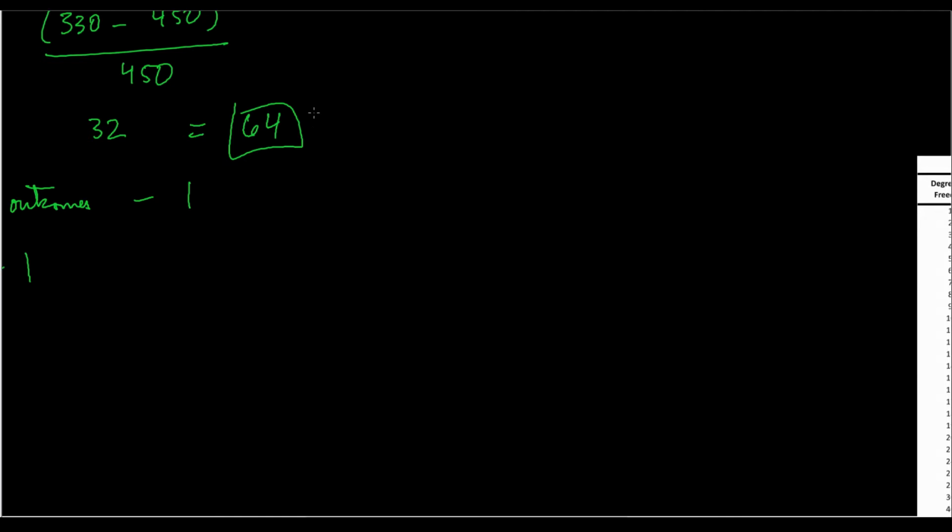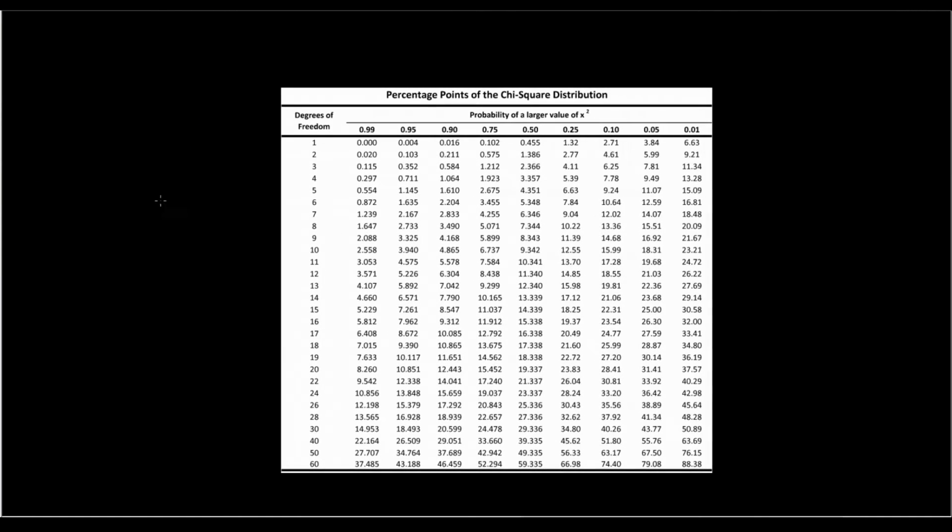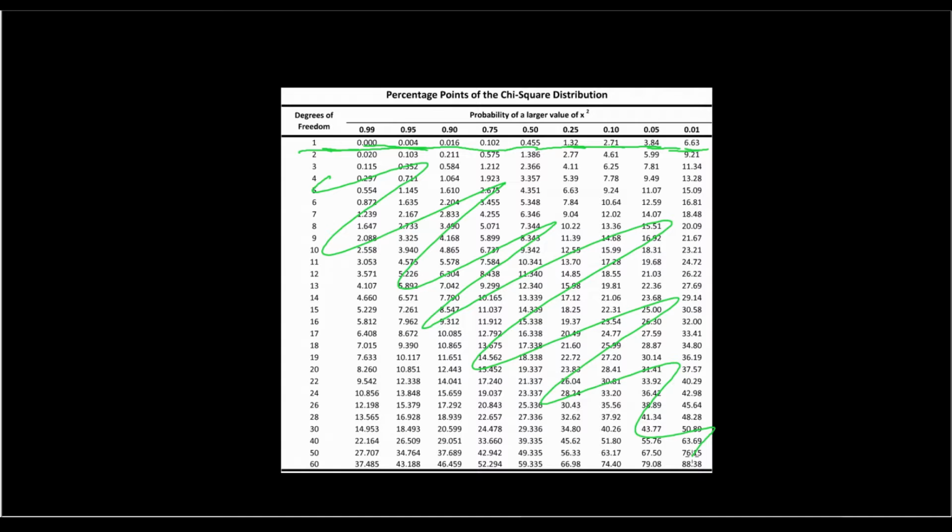So now we take this value, 64 that we have, and we come over to a degree of freedom of 1. Okay, so we don't care about all of this. All we care about is this first row. And you have to keep a look at this: probability of a larger x, and degrees of freedom.